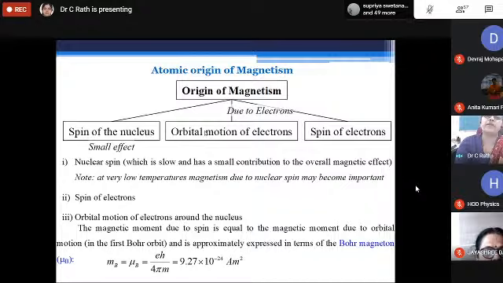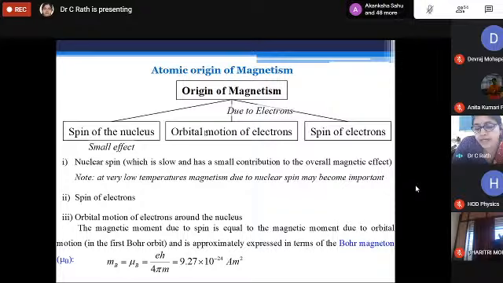The nucleus spin is very small compared to the spin of electrons, and the orbital motion, of course, that magnetic moment is also very small. When there is a spin, there is an orbital magnetic moment. But in fact, if you consider an atom and all these electrons are paired, you don't have any magnetic moment due to spin, and the orbital magnetic moment is also zero. So whenever there is a spin, there is an orbital magnetic moment.